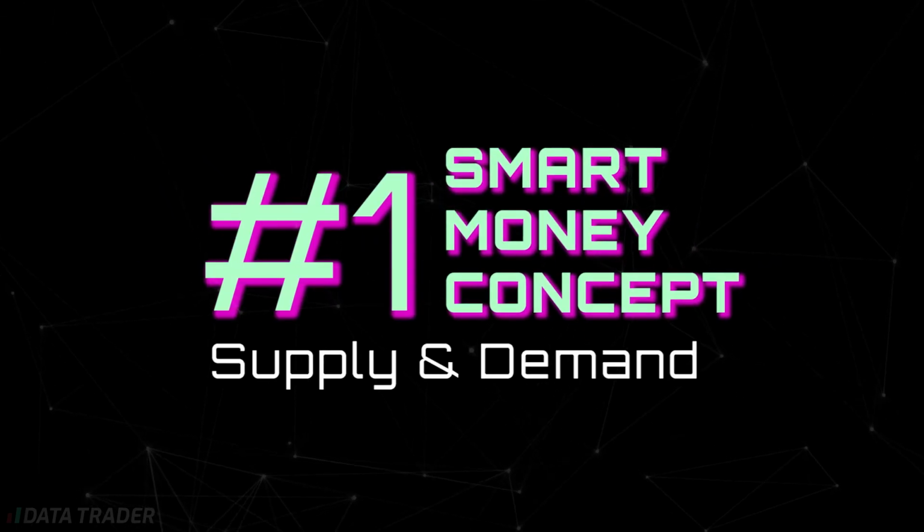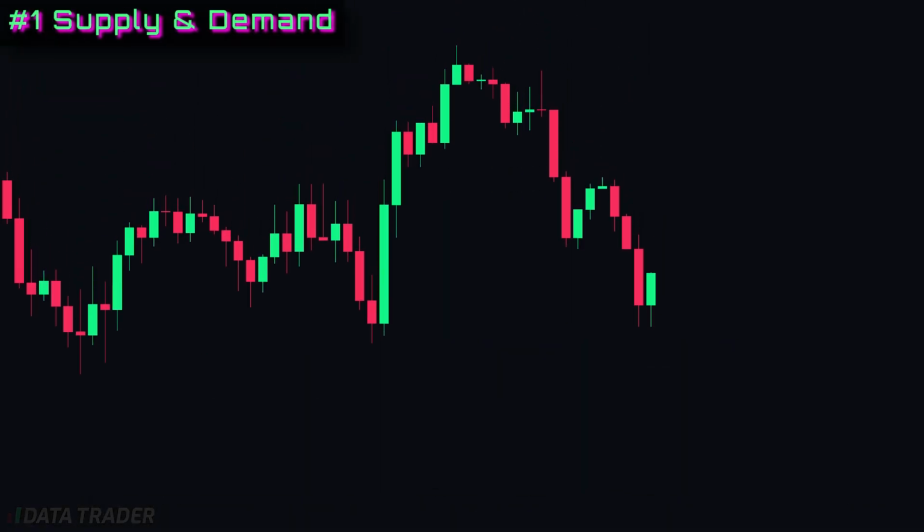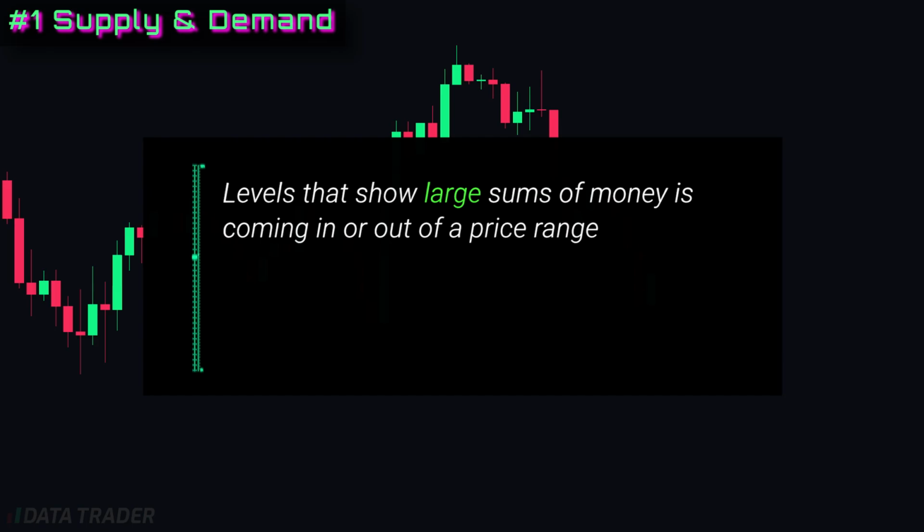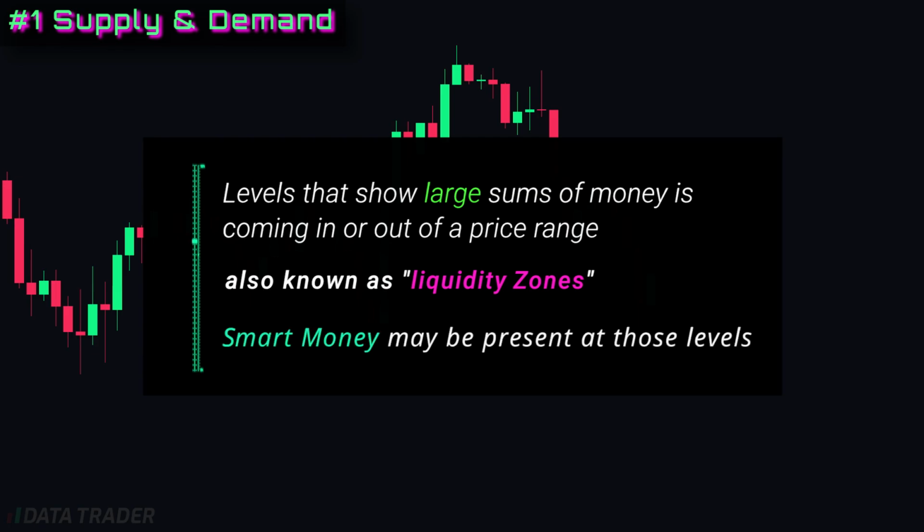Supply and demand areas. One of the key concepts to understanding how smart money works is supply and demand areas. Supply and demand are levels that show a significant amount of money is coming in or out at that one particular price range. This can also be referred to as liquidity zones, as it indicates the presence of liquidity, suggesting that institutional traders or smart money may enter or exit at these price levels. In the future, these areas can then be used as key levels to help us identify trade opportunities.